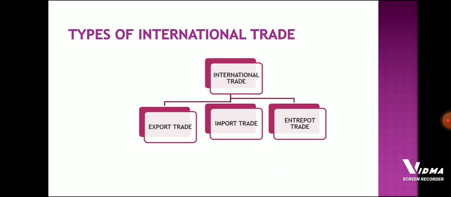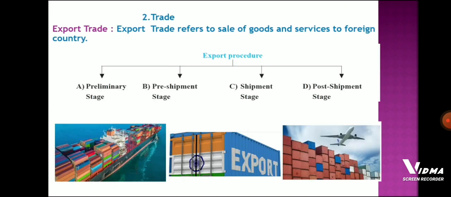Students, as you know, in international trade there are three types of trade, which are export, import and entrepot trade, which is given in this diagram. Today we are going to learn about the procedure of export trade in detail. So what does the term export trade mean? Export trade refers to the sale of goods and services to a foreign country.